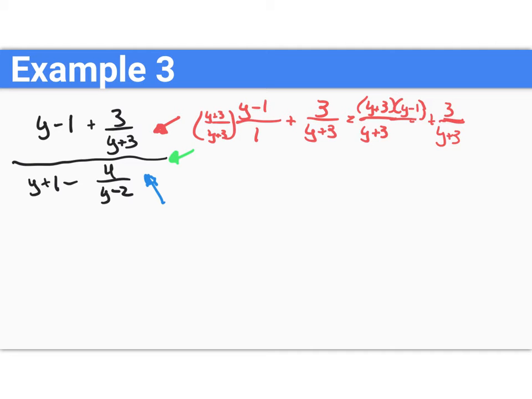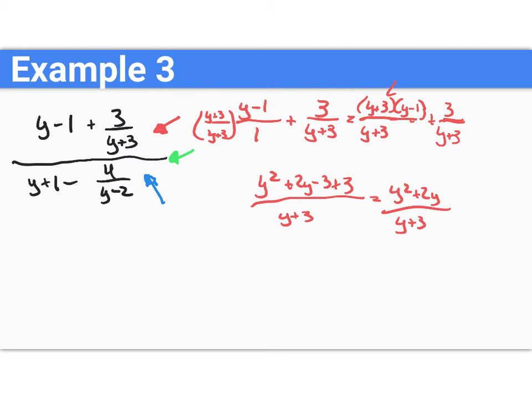And look at that. Okay, so now what are we going to do? We are going to FOIL this term right here. So you get y squared plus 3y minus 1y is plus 2y minus 3 plus 3 all over y plus 3, which gives us y squared plus 2y over y plus 3. And we can pull out a y, and we'll get y times y plus 2 over y plus 3.